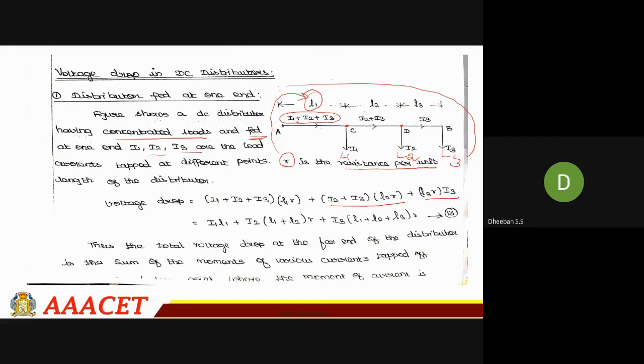The same goes for point B also. Thus, the voltage drop at the far end of the distributor is nothing but the sum of the moments of the various currents tapped off. I think you are able to understand. That is, the voltage drop at point B is the summation of all the voltage drops from point A to point B.